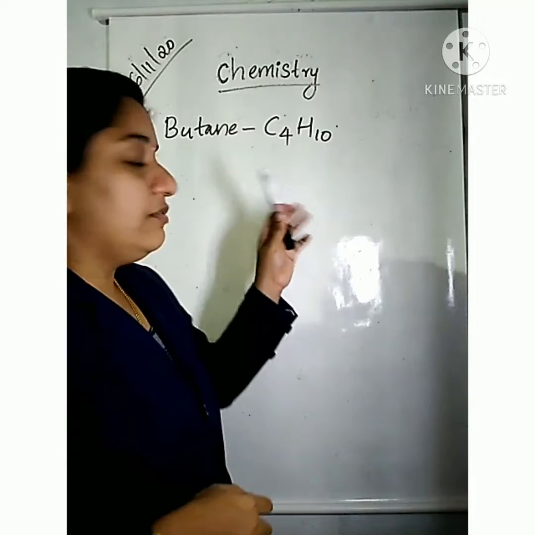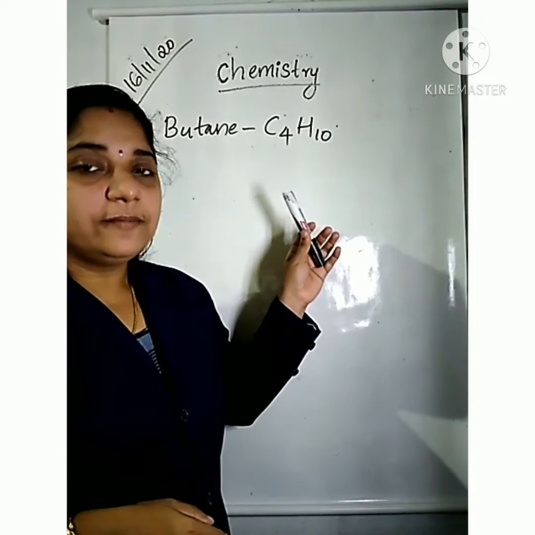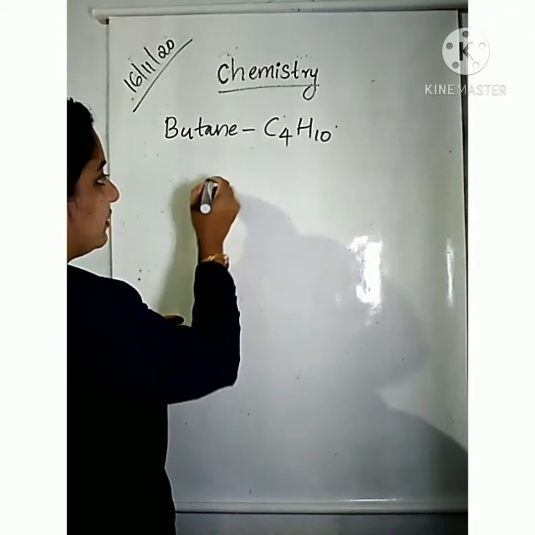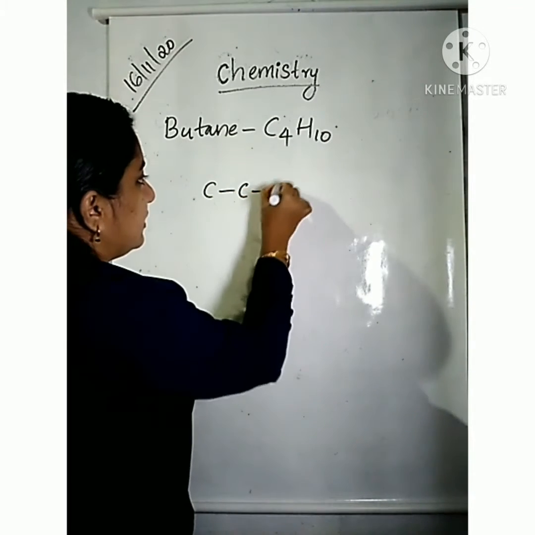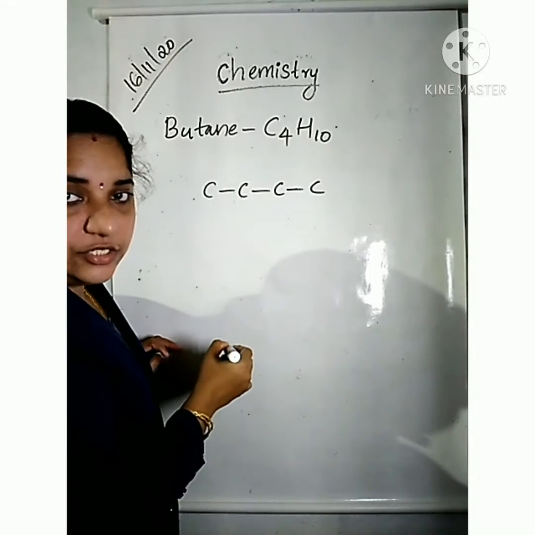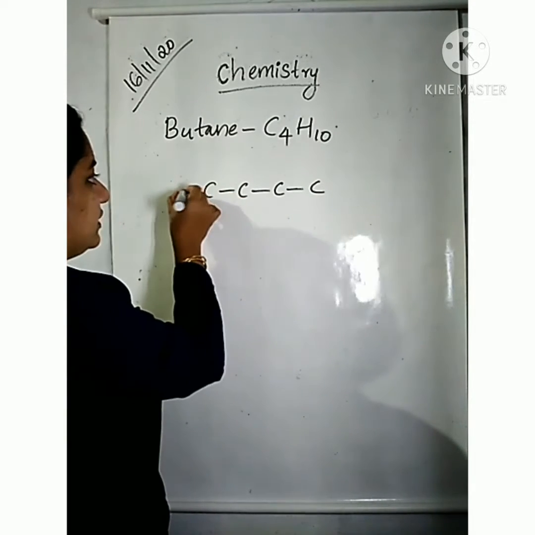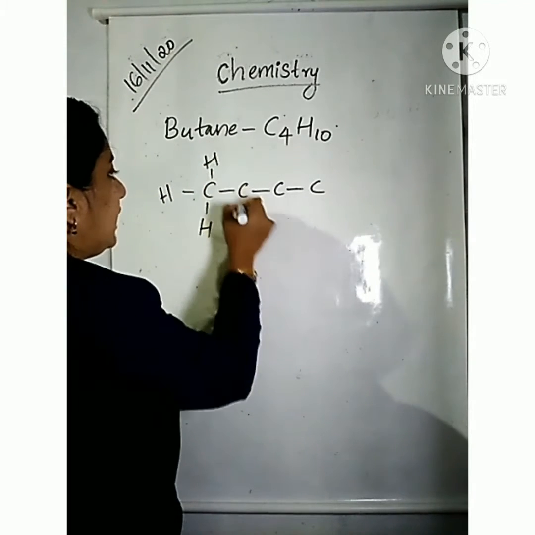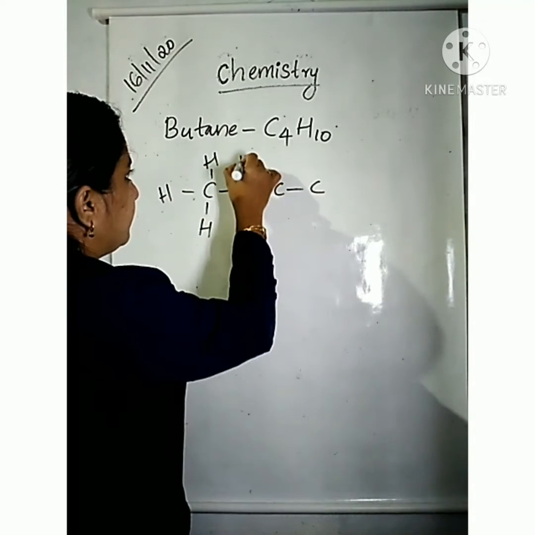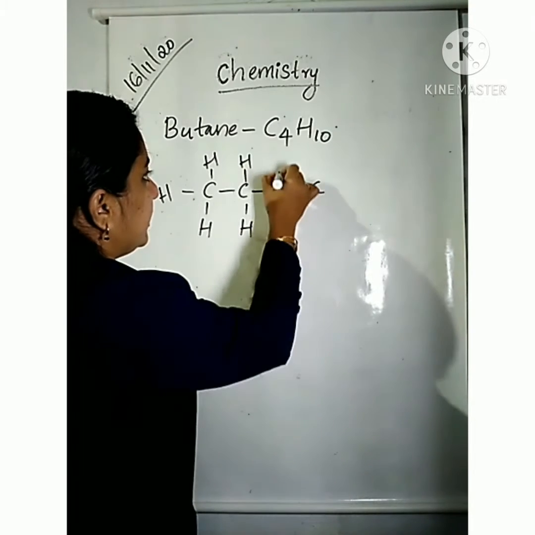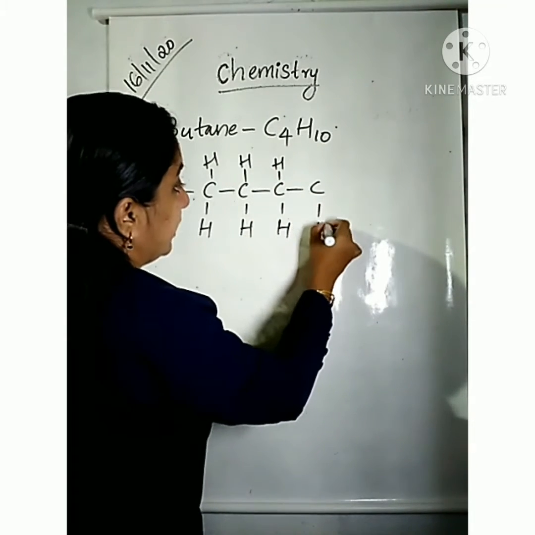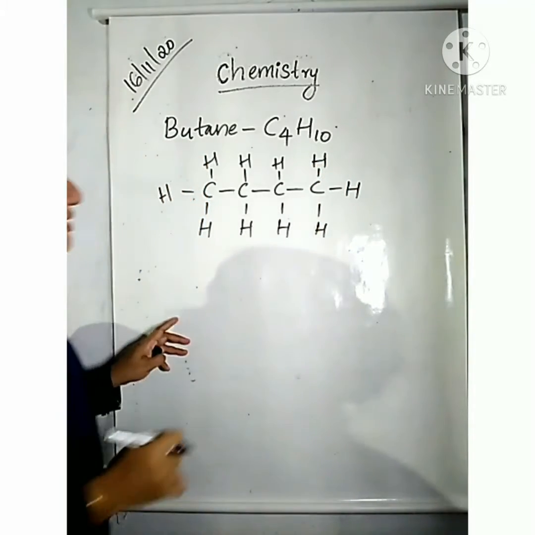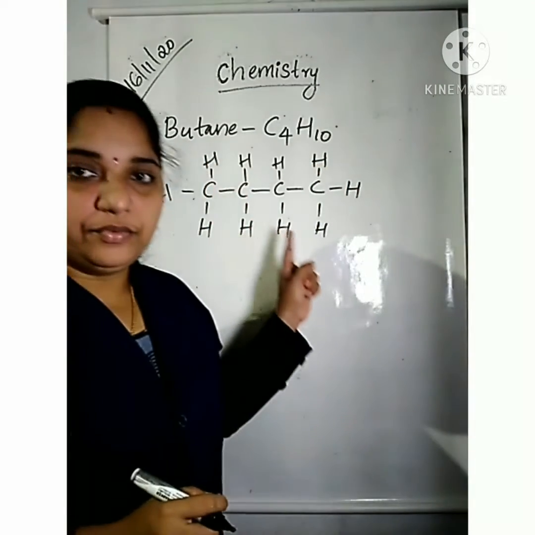We draw the structure of butane. Once again, I draw the structure. First step, carbon atoms linked together by single bond. Then we want to satisfy the valencies of each carbon atom. For that, we are adding hydrogen atoms. This is the structure of butane.